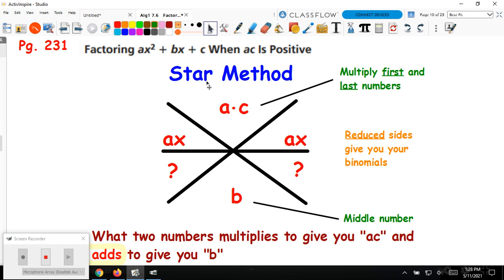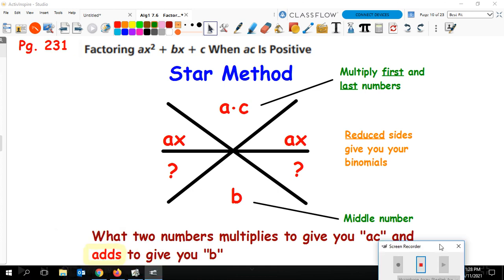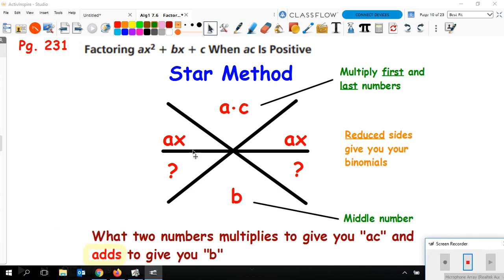So the star method starts with just the star. On page 231, there's a notes section right there on page 231. And you want to kind of copy this whole thing down on that notes section on 231. So you just put the star in. You put an X and then a line straight through the middle. That's your star.